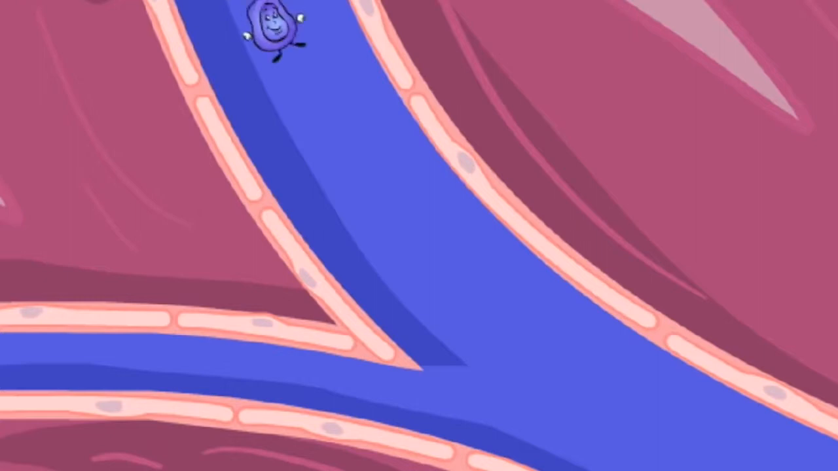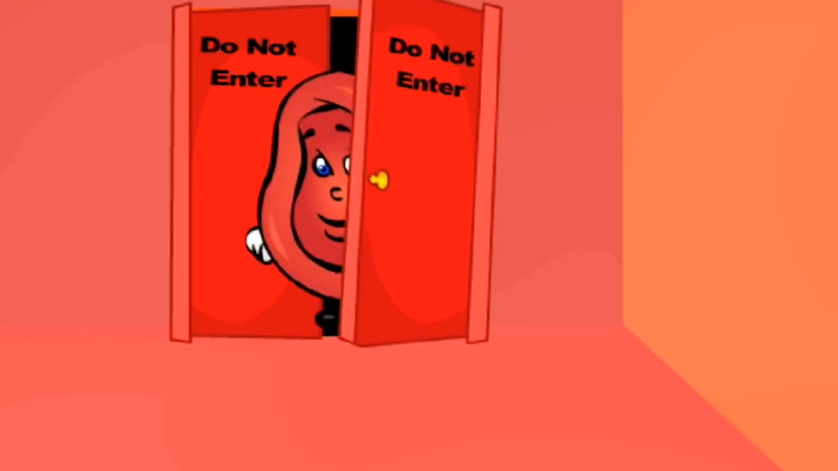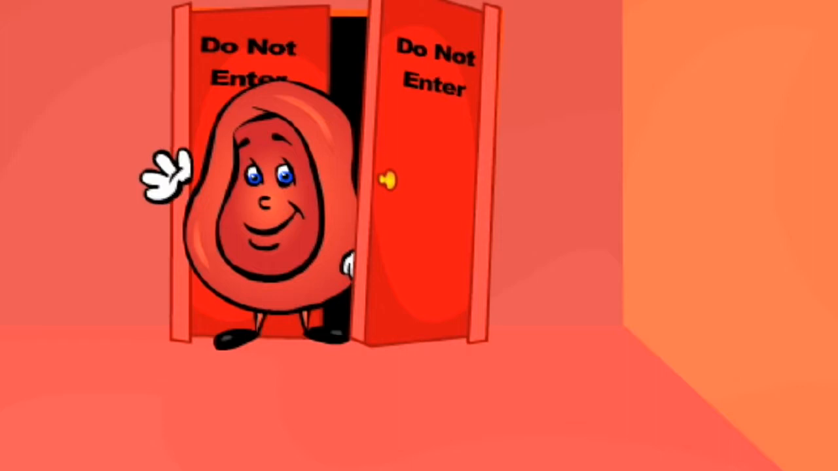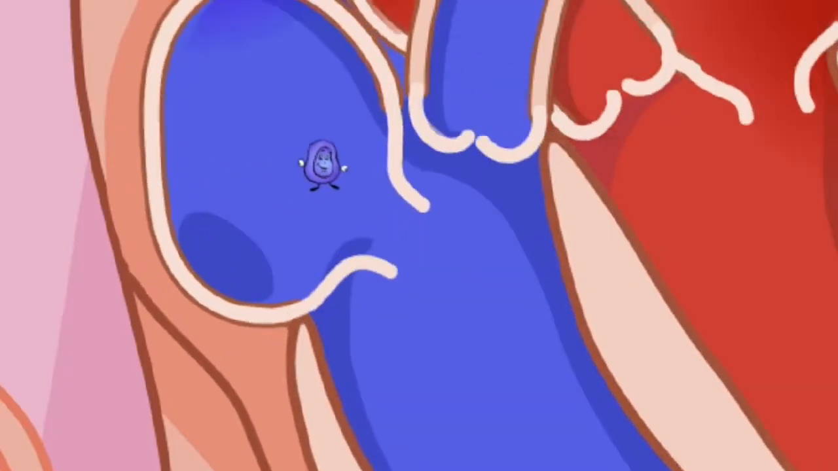Here's me at the start of my little journey. I just got back from dropping off some things to some places in your body. I need to get some more speed to do more deliveries, so I ride your bloodstream into your heart. Going through the heart is easy because the heart has special rooms and doors that only open one way. Right now I am entering the right side of the heart.